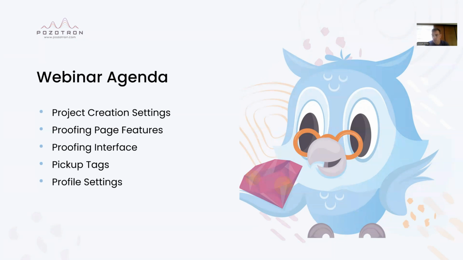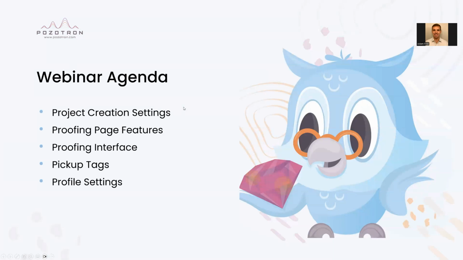The proofing interface is where you're actually in a chapter proofing. So we're going to go through those features as well. And then a couple of shout outs, the pickup tags. There's some extra functionality there, so they get a shout out, and some general profile settings to make your proofing workflow a bit more customized to how you use Pozotron. So we'll be getting into all of that. And again, if you have any questions, feel free to drop them in as we go along. We'll answer them just as they're asked, so no need to wait for Q&A time.